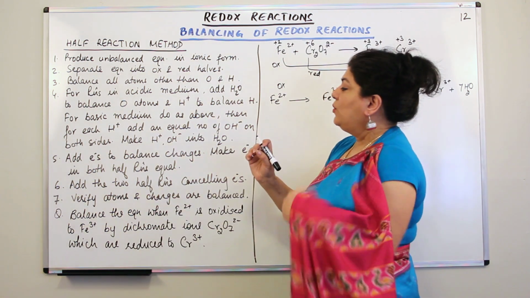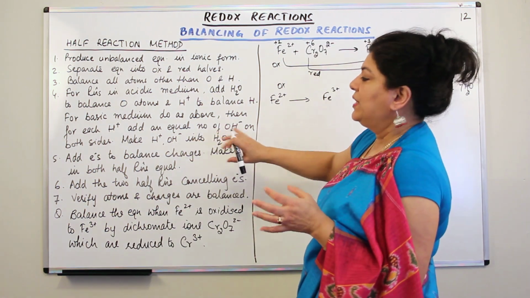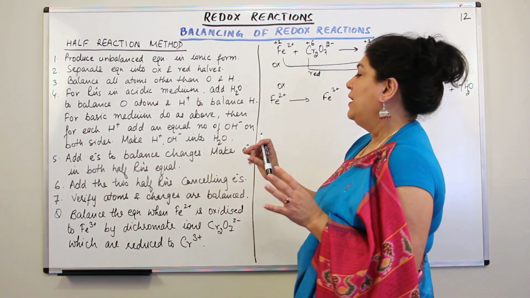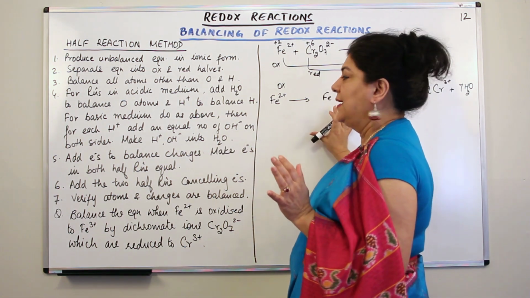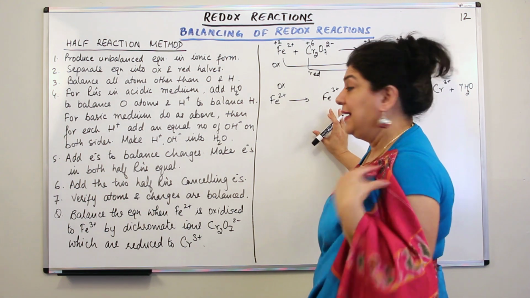So you will add an equal number of OH negative ions to both sides, making H positive and OH negative into water. That is in the case of basic medium. We'll take another example and then I'll explain that.